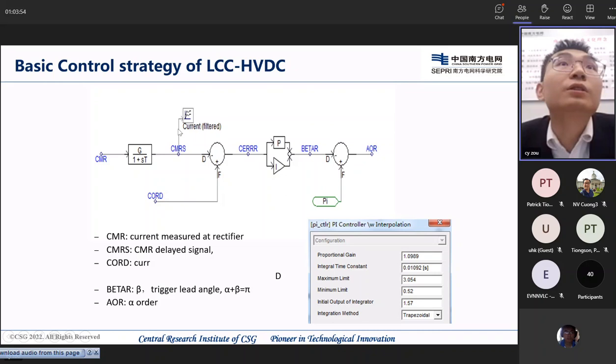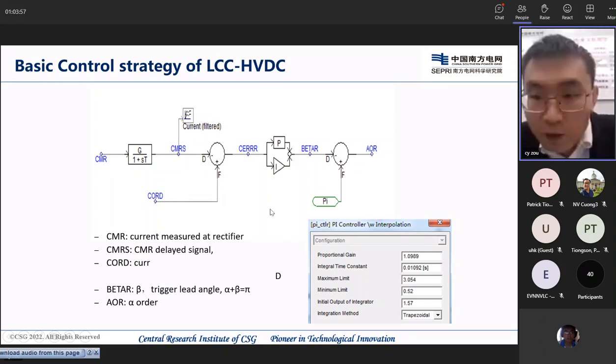The CORD here is short for current order. It is coming from the VDCOL, which is the voltage dependent current order limit. We'll introduce it later. The C error is the difference between CMRS and CORD. The beta is the trigger lead angle, and the sum of firing angle alpha and beta is equal to pi. So we subtract it from pi, and we can get AOR.